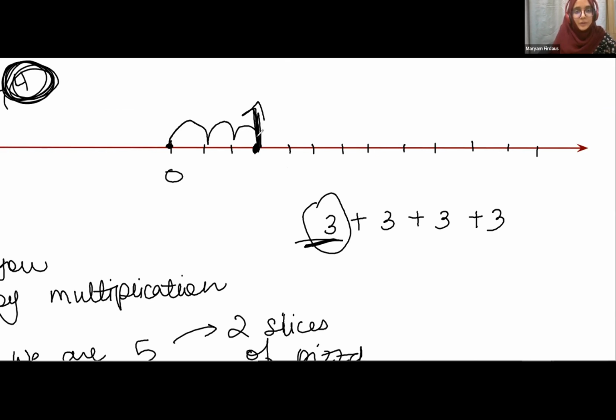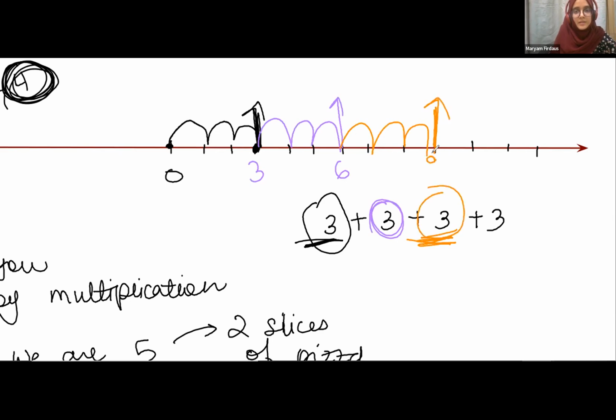Then you're adding more 3. 1, 2, 3. Then you reached the second 3. Okay, this is 3. This is 6. Then what are you doing again? You will add 3 more. 1, 2, 3. So you reached here. This is your third 3. This is 9, 7, 8, and 9. Then one more time you are doing the same thing. 1, 2, 3. You reached here. This is your fourth 3.